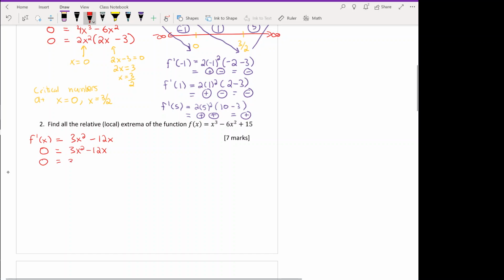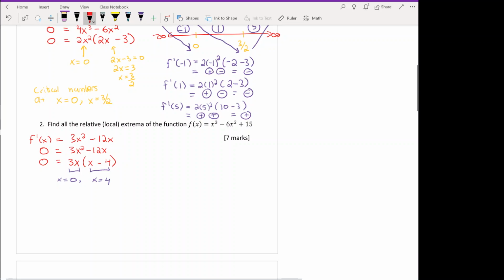We common factor. And this time we're going to common factor a 3 out and an x to the power of 1 out. From the first piece we're left with an x. From the second piece we're left with a negative 4. And we want to set that equal to 0 and solve for x. For the first part, that's 0 if x is 0. And for the second part, that's 0 if x is 4. So those are our two candidate locations for max and min.